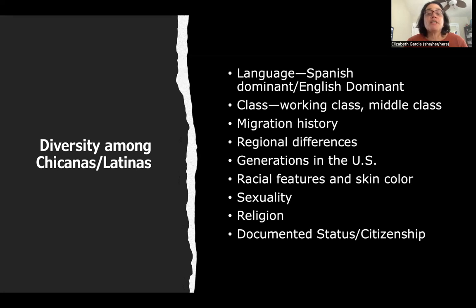And as you may have noticed, I use these terms interchangeably, specifically because not everybody uses one particular term. And so you'll hear me say Chicanx at one point, Latina in another, and it's really my way of acknowledging that none of these terms are set in stone, and that one of the additional diversities among this population is that we don't all call ourselves the same thing.